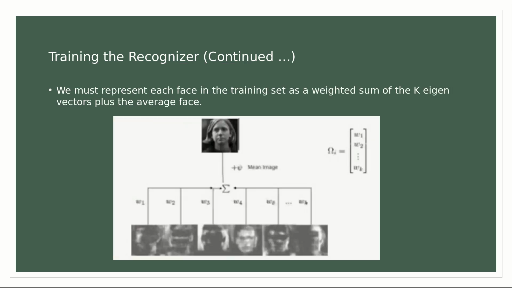So now that we have found the k most prominent eigenvectors, it's time for us to represent each image in the training set as a weighted sum of the eigenfaces and the mean face. As we can see from the picture, the first eigenface has a contribution of W1% to the face image. The second eigenface has a contribution of W2% to the top image. Like that, we can form a weight vector for each of the face images.